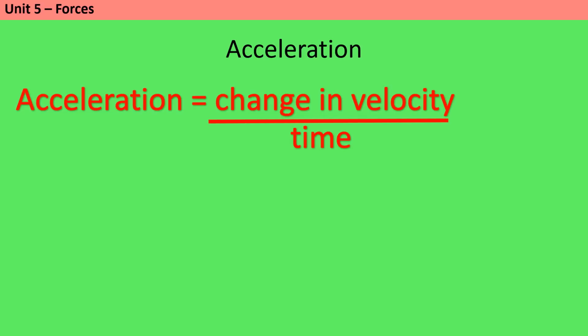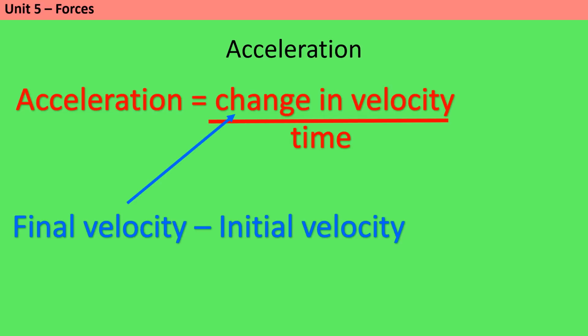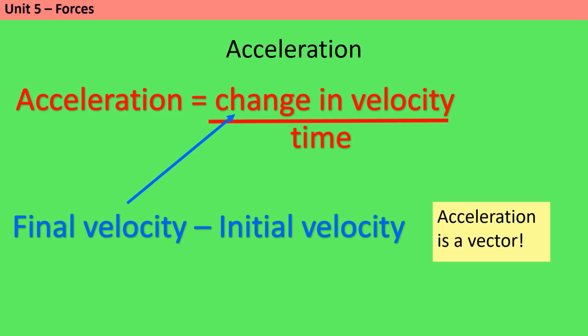In order to calculate acceleration, we look at how much velocity has changed over time. It may be necessary to work out what the change in velocity is from a final and initial velocity. So say I start out at 5 metres per second and I finish at 12 metres per second. So my change in velocity is 12 take away 5, which is 7 metres per second. And then I divide that by the time. Remember that acceleration is a vector, so it can also have a negative value because it's going in a particular direction.